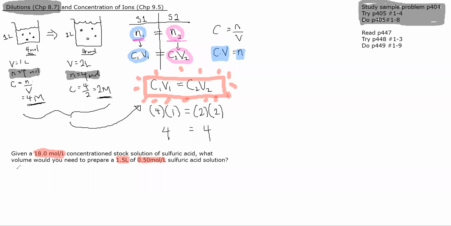Reading this question, you know that I am starting with a concentration of 18 moles per liter. They're asking for the volume I would need if my resulting concentration is going to be 0.50 moles per liter, and I need 1.5 liters of that for, let's say, Mr. Kim wants to prepare a stock solution for my grade 11s for a lab.